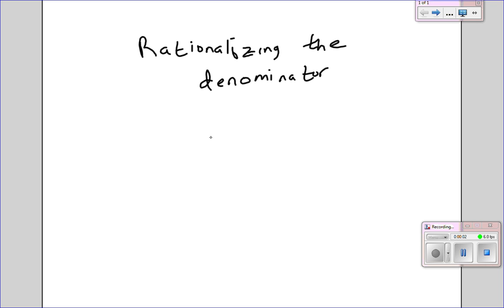Hello, here we'll be looking at rationalizing the denominator. In math, if we have something like 7 over square root of 2, we're actually not allowed to leave the square root of 2 in the bottom. It's not proper notation. So the goal here is to get rid of any radical or square root that you have inside or in the denominator.